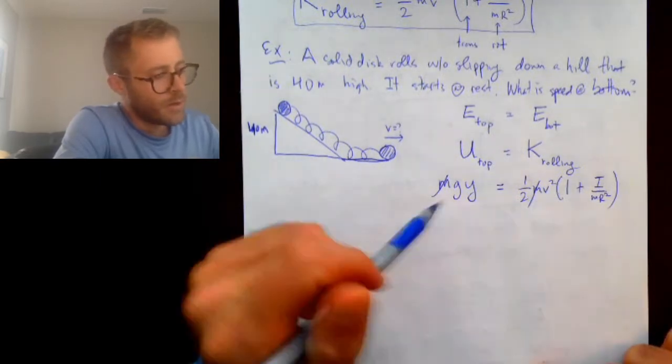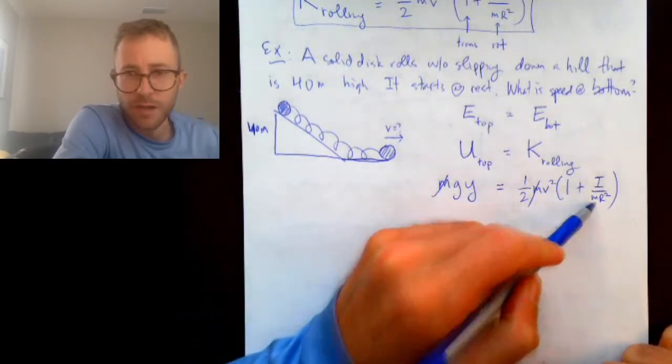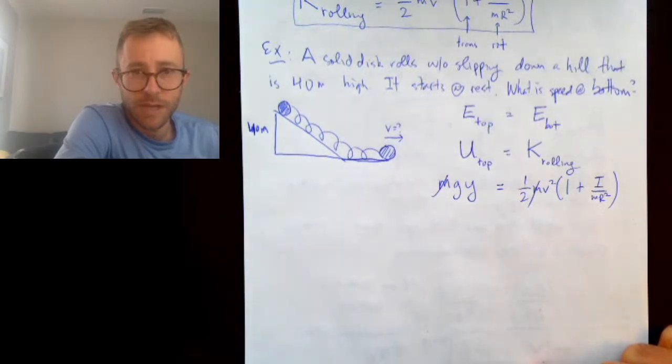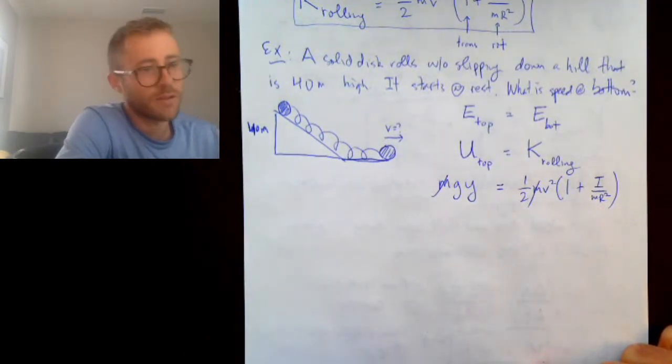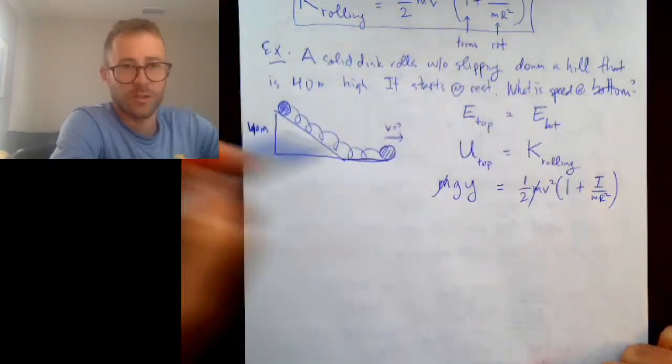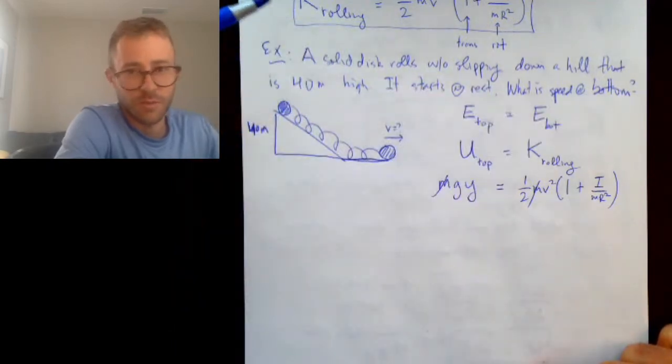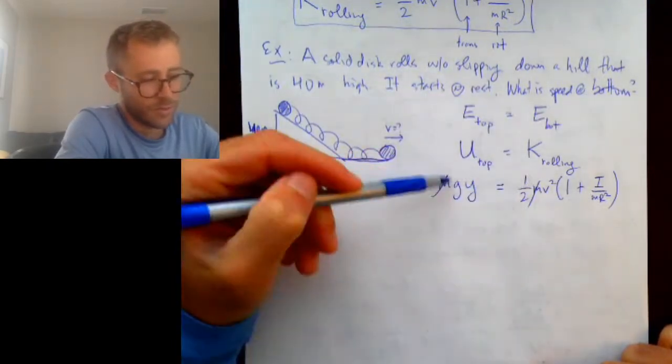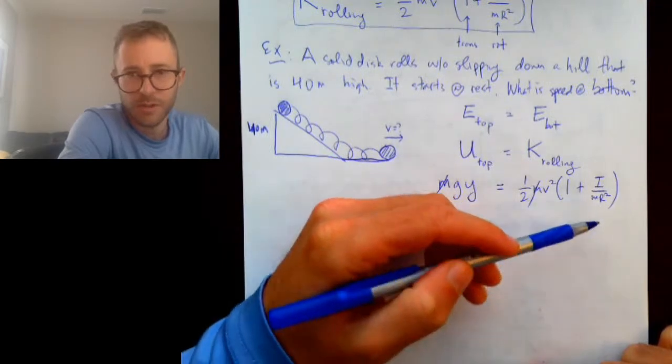Now it might look like the answer depends on mass, but it actually doesn't. Let me show you why, because I didn't give you the mass of the solid disk. You might be panicking right now. You say, well, these two masses canceled out, but there's mass right there. What do I do?